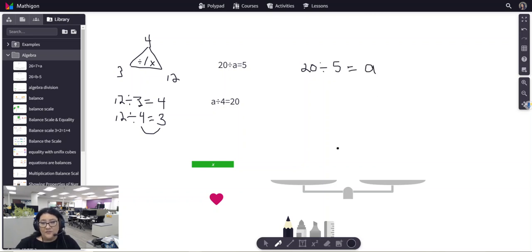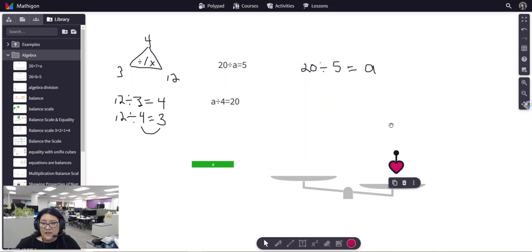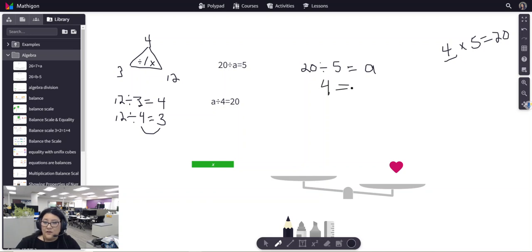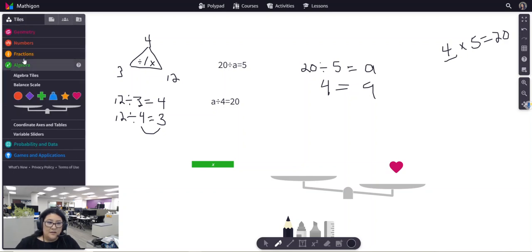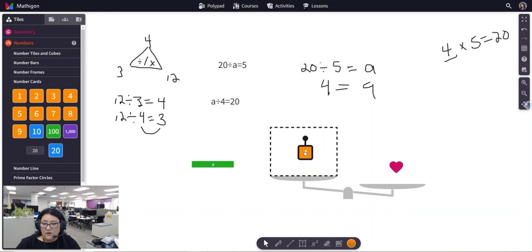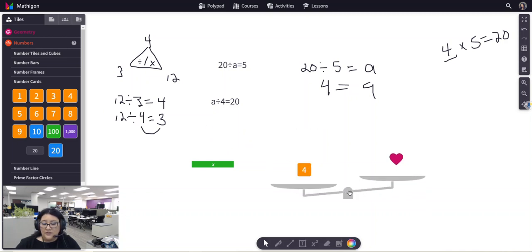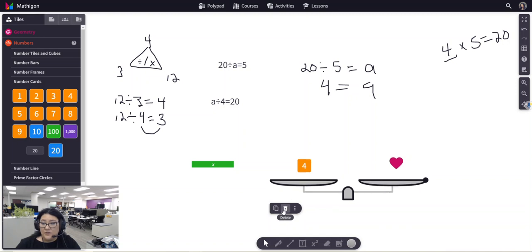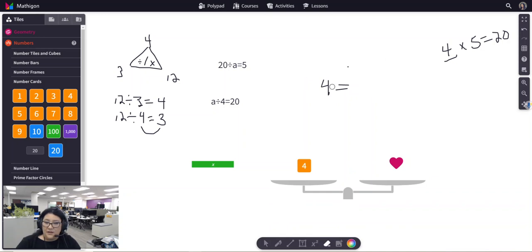So now really all I have to do is solve this side to balance with a. So this is going to be my a. I just have to find out what this is. 20 divided by 5. In my mind, I know that 4 times 5 equals 20. So I'm going to use my inverse operation. So I know that 4 equals a. And I can just grab a 4, put it on here. It doesn't say it's balanced, but I know it is because I solved it. There we go. Now, this second one right here, a divided by 4 equals 20.